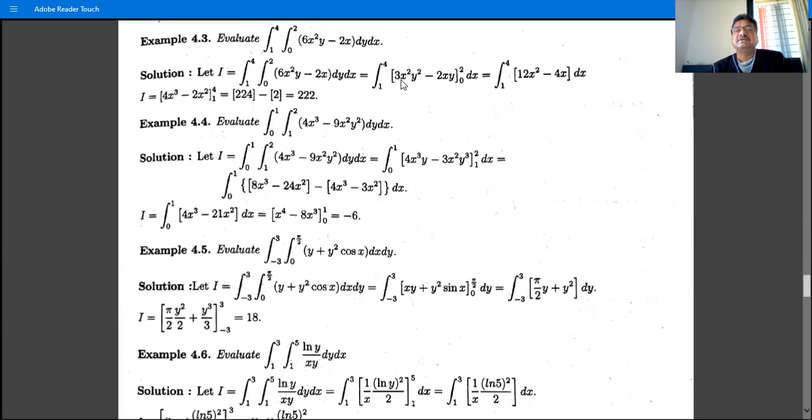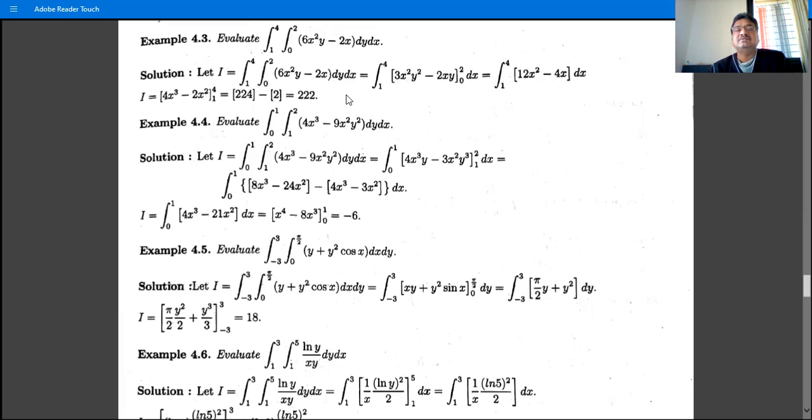6 by 3 becomes 3. And then 2x is now constant with respect to y. So its integration is 2x into y. Value at the lower limit, value at the upper limit. That is, substitute y as 2, we have this answer. And y as 0, we have answer 0.